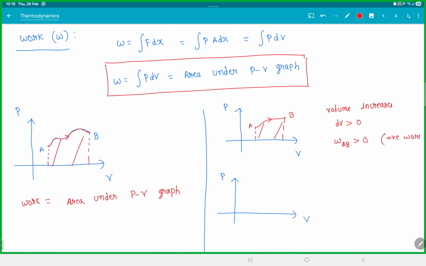So be careful with that arrow there. Suppose the same process is going like this. So this is B and this is A. You're going in the reverse. So when you go from B to A, the volume decreases. dV is negative. So work done when you go from B to A is negative. So the arrow will decide whether the work is positive or negative.